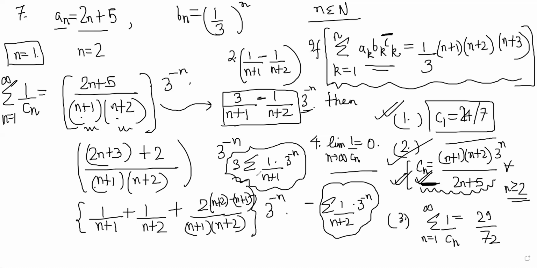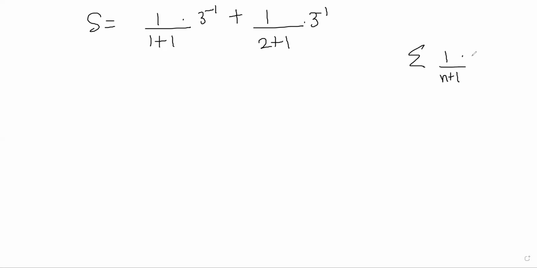So 1 by n plus 1 into 3 power minus n. The sum is equal to, when n is 1, it will be 1 by 1 plus 1, 3 power minus 1. Then 1 by 2 plus 1, 3 power minus 2, and so on. Are you understanding what I'm trying to do right now? I'm just writing the terms and trying to see what we will do.